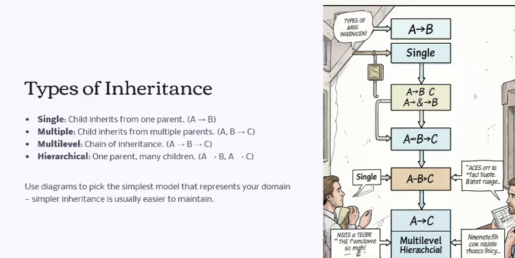So talking about hierarchical inheritance, it means one parent class has multiple child classes. Structure, like here you can see: A, B and A, C.